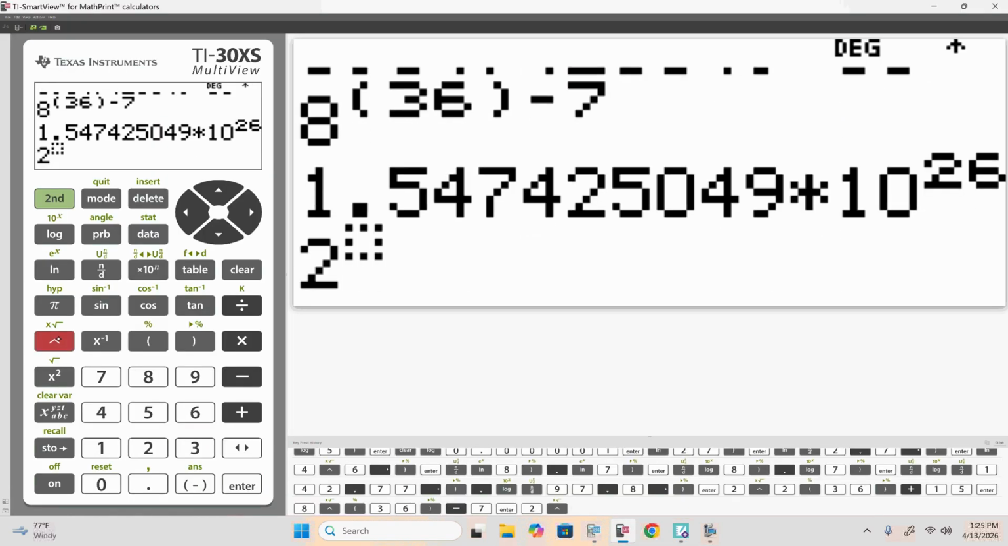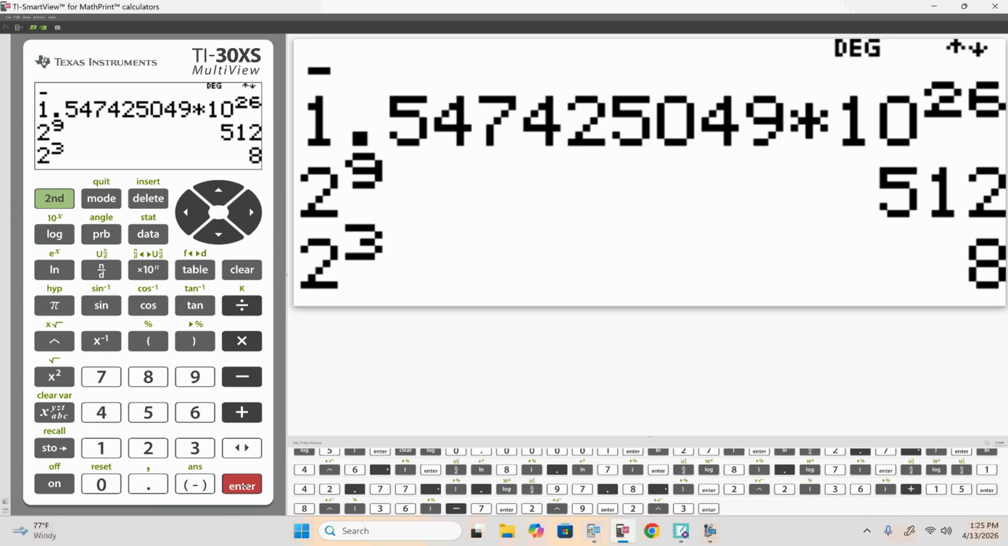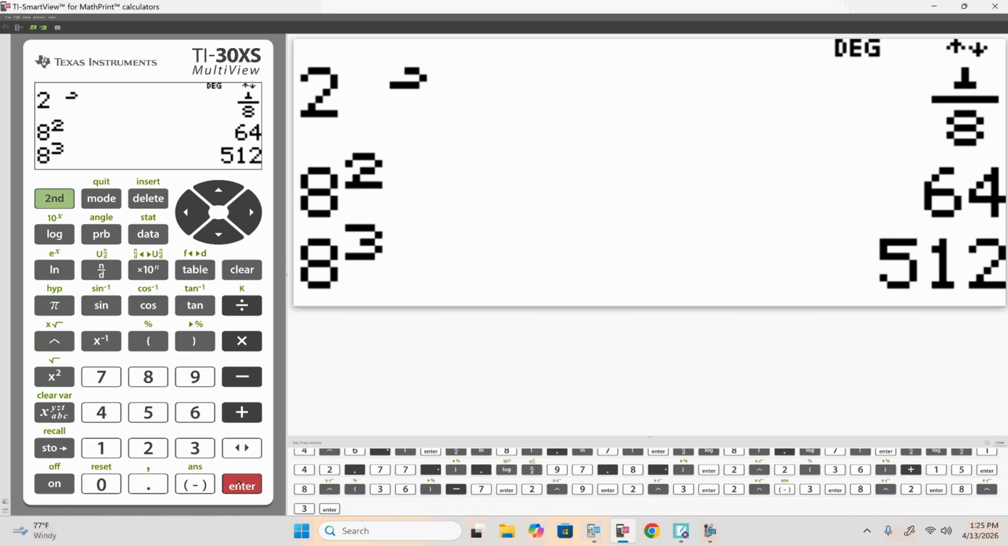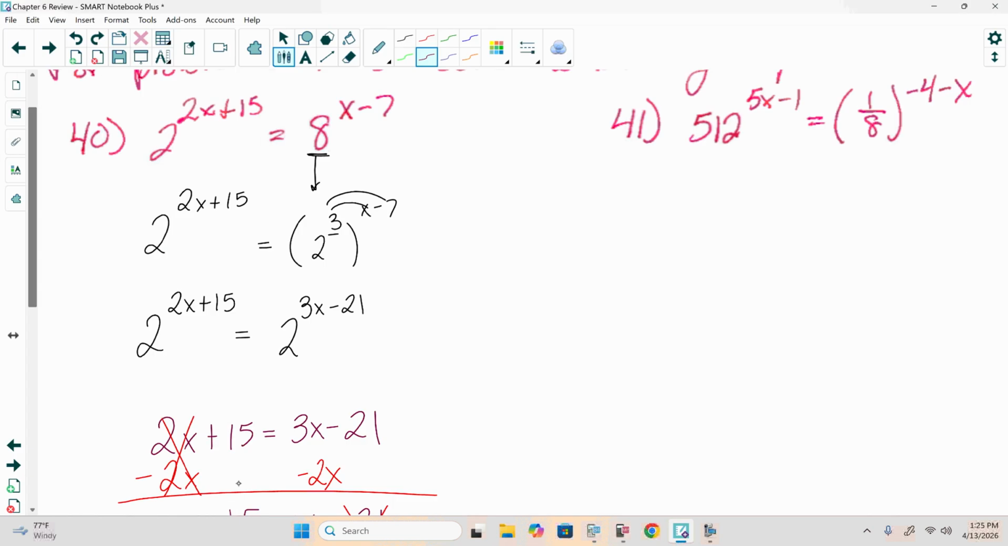Interestingly enough, I did a little trial and error with this earlier. 2 to the 9th is 512, which does work because we could rewrite the other, not so much as 2 to the 3, but 2 to the negative 3rd, which is our 1/8. However, if we try 8, 8 to the 3rd is 512. So we could have used a base of 2, or we can use a base of 8. Both would actually get us to the same answer.